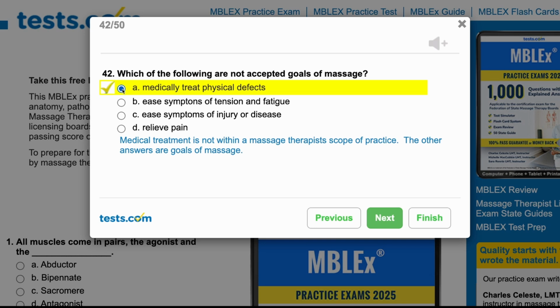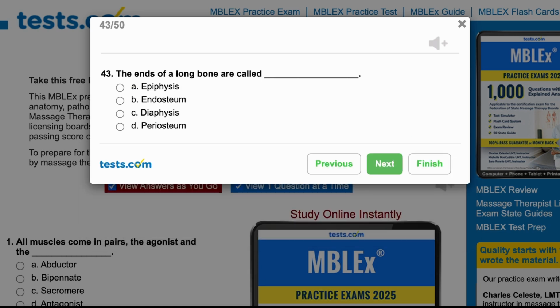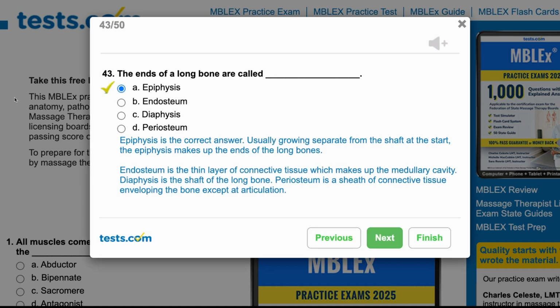A. Medically treat physical defects. Medical treatment is not within a massage therapist's scope of practice. The other answers are goals of massage. Question 43. The ends of a long bone are called A. Epiphysis, B. Endosteum, C. Diaphysis, D. Periosteum. A. Epiphysis is the correct answer.